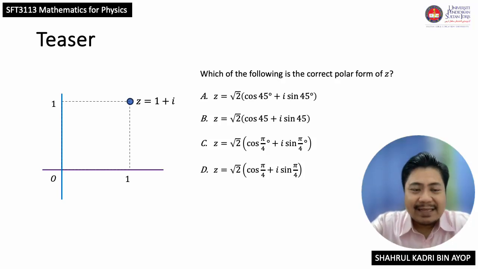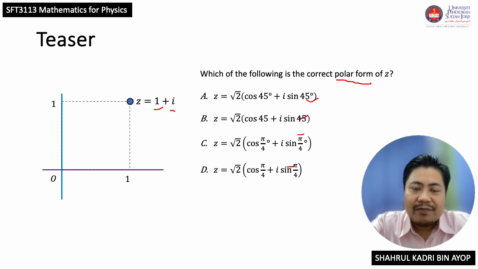Okay, so in the previous lesson, you have learned that a complex number can be represented visually on the Argand diagram. For example, here you have z equal to 1 plus i. Which of the following is the correct polar form of this z? So you will learn here a polar form. If you look into these options, which one is the correct form of the polar form?